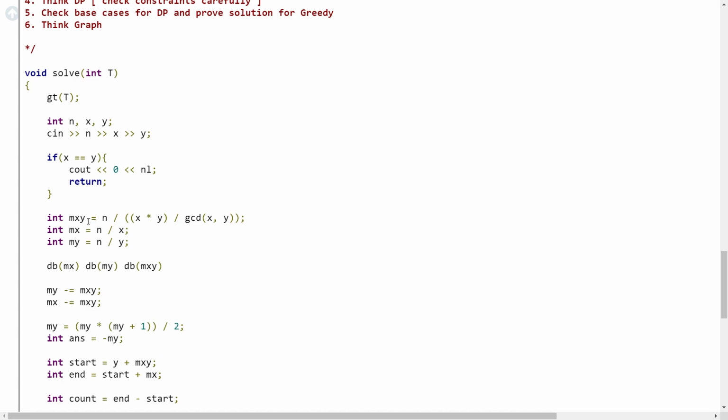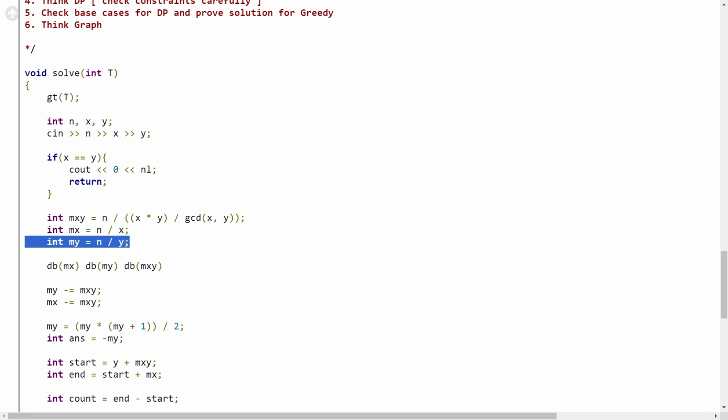Now I calculate the value of mxy as n by LCM of x comma y. So LCM is going to be x into y divided by GCD of x comma y. This is just a simple formula that x into y is equal to LCM into GCD. So if I want to find LCM, I'm just going to take this GCD into division, right? Now I can find the value of mx as n by x, my as n by y. So mx is multiples of x and my is multiples of y.